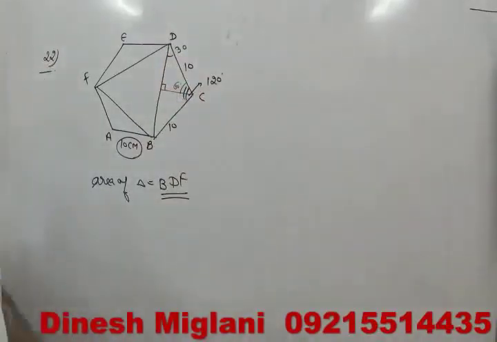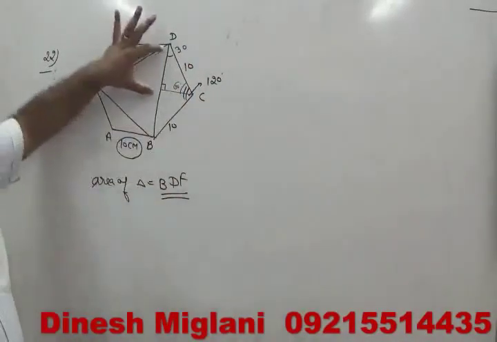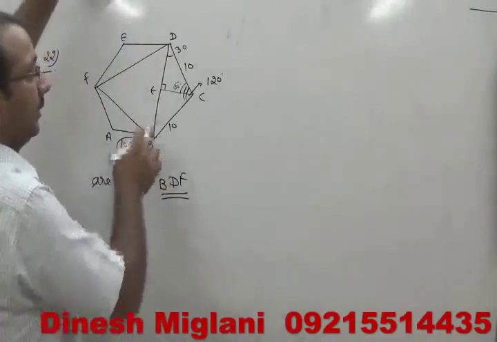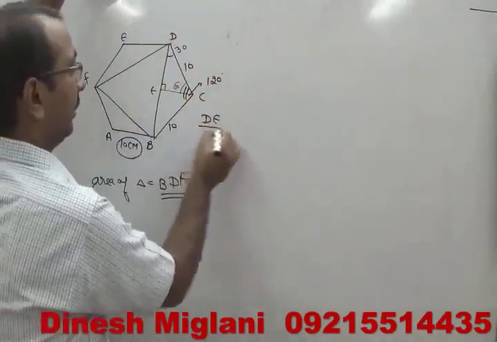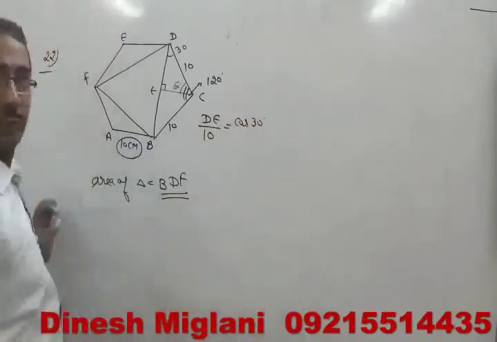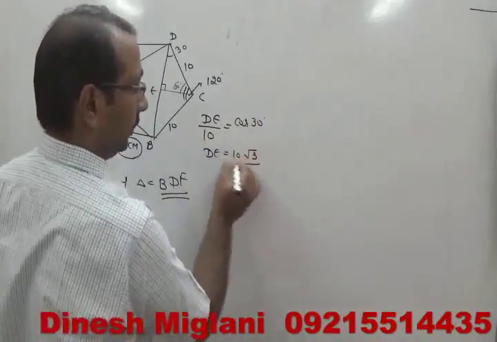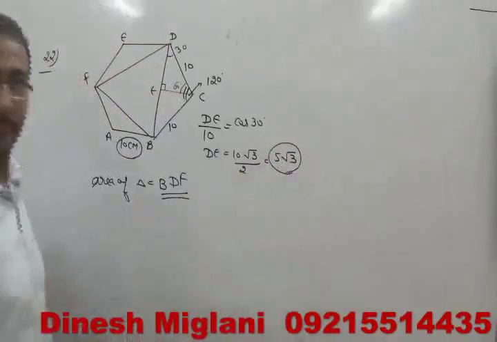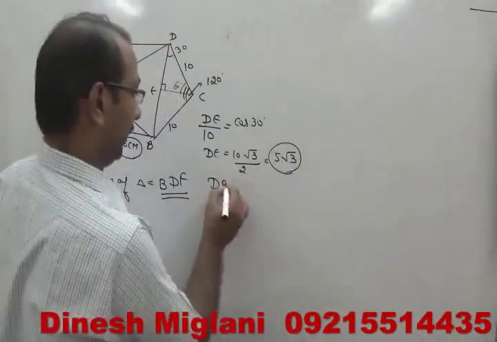Now in any triangle, by applying trigonometry, you can find that easily. Let us say that is E. This is my base and this is my hypotenuse. So B by H, DE by 10 equals cos 30, that is root 3 by 2. So DE is equal to 10 root 3 by 2, or you can say DE is equal to 5 root 3, right? Now, if DE is 5 root 3, then DB is equal to 10 root 3.